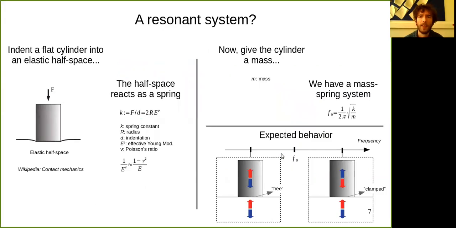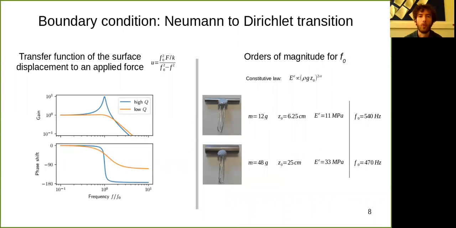So one word about the scatterers, which I called resonators. Assume that you have an elastic half space and you push on it, and so the space reacts as a spring with a spring constant which depends on the shape you are pushing with. If you now push on the mass and release it, you have a mass, you have a spring, so you have a resonant mass-spring system, and you expect the mass to move together or against the surface according to the frequency, with such qualitative behavior.